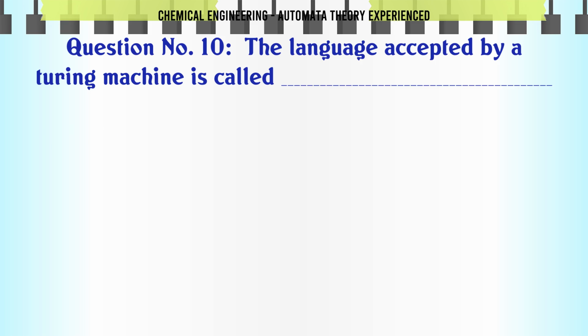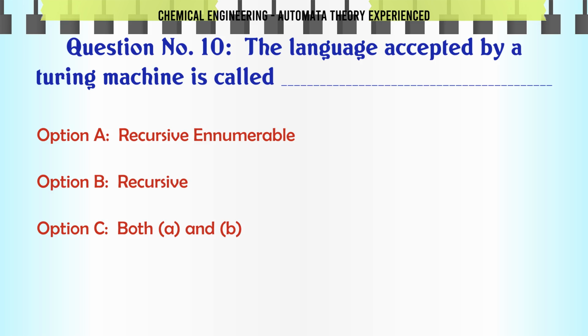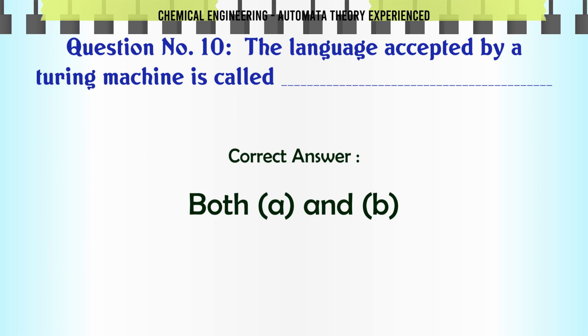The language accepted by a Turing machine is called a) Recursively enumerable, b) Recursive, c) Both A and B, d) None of the mentioned. The correct answer is both A and B.